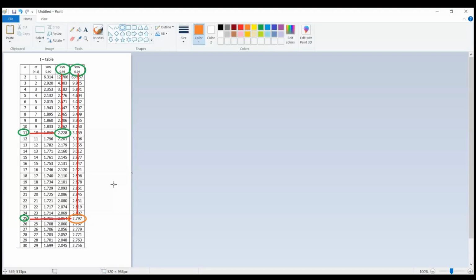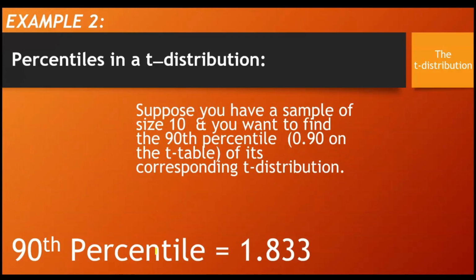We just use the t-table. We locate 0.90 on the confidence level and we locate the sample size of 10. So where these two values cross, that's the 90th percentile. They actually cross at 1.833. So the answer would be 1.833. Hence, the 90th percentile is equal to 1.833.